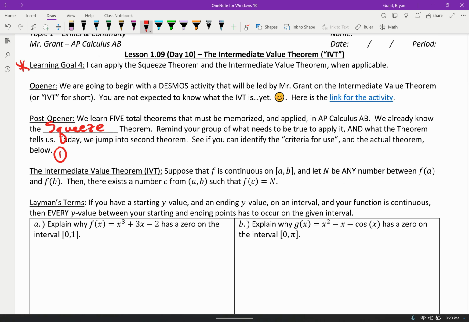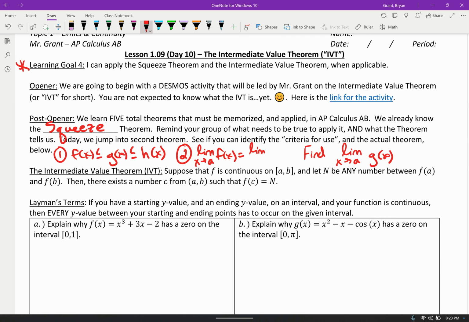Right, for the squeeze theorem, we needed 3 functions. We needed a function to be in the middle. So if g of x is in the middle, then the guarantee, or what happens when you apply the squeeze theorem, is that we are able to find the limit as x approaches a of g of x. But the other thing we need is that the limit as x approaches a of f of x, the bottom function, is equal to the limit as x approaches a of h of x. And if those 2 things happen, then we're able to find this limit, and it's equal to those other 2.